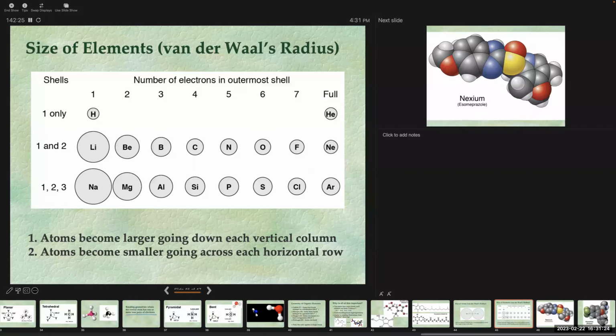And anybody want to speculate? Those of you who had chemistry might already know the answer. Yeah, excellent. Who else got it?